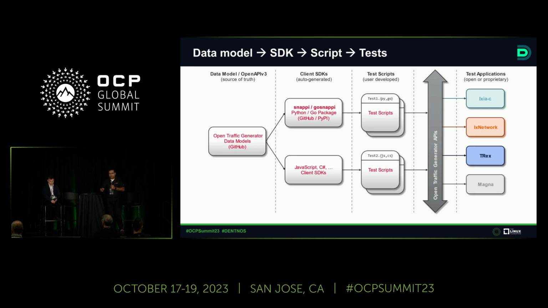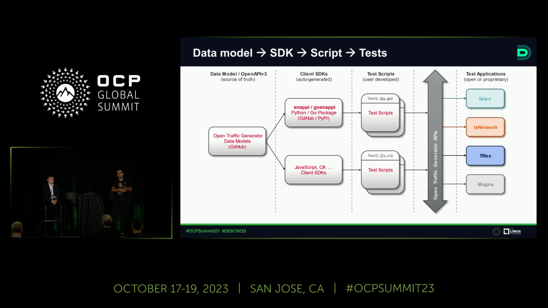So far, this is showing you how the data model translates into SDKs and how the scripts end up in the tests. Again, as I said, we started with the model-first approach here. And we implemented some of these SDKs, including Snappi in Python and gosnappi in Go. Snappi is widely used in SONiC today as well to upstream all the test cases that we are contributing to SONiC. Now it's coming to DENT as well.